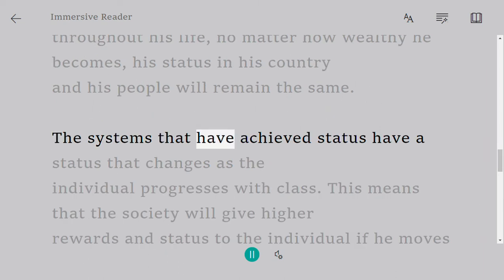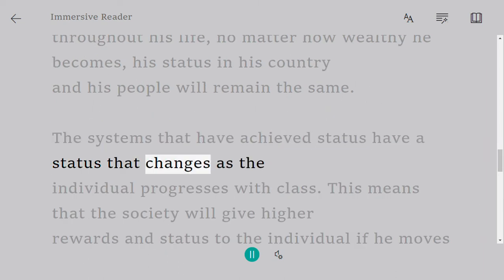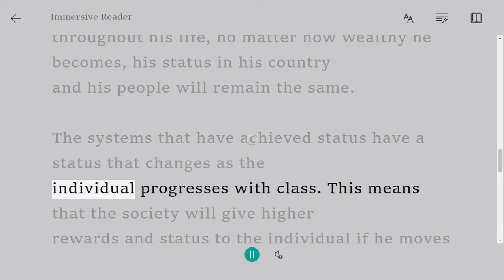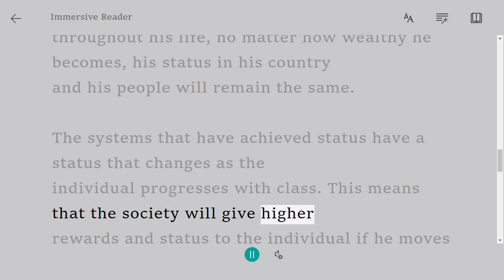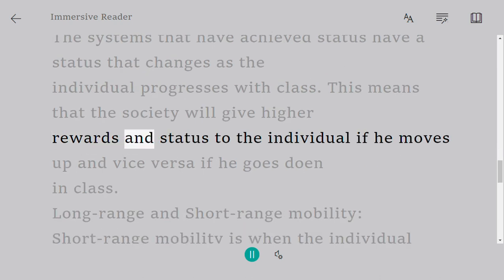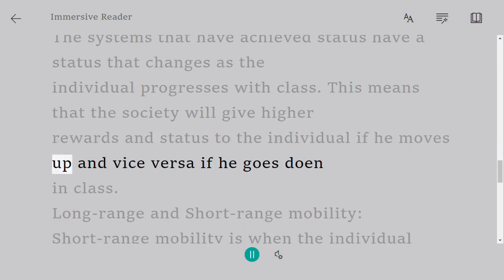The systems that have achieved status have a status that changes as the individual progresses in class. This means that the society will give higher rewards and status to the individual if he moves up, and vice versa if he goes down in class.